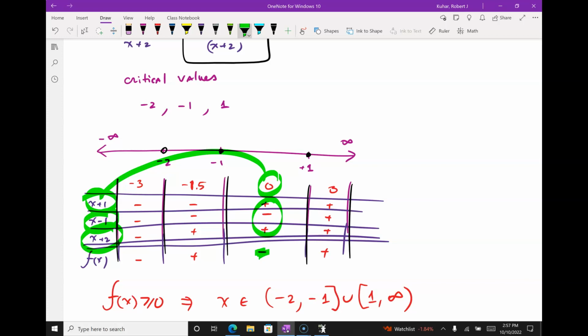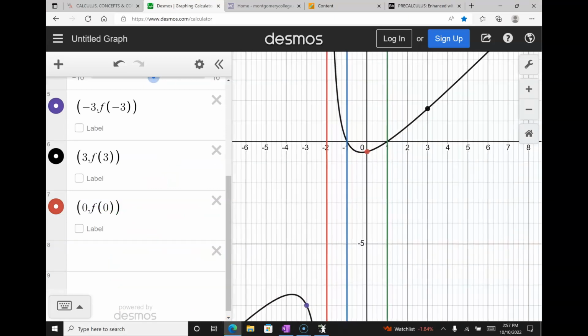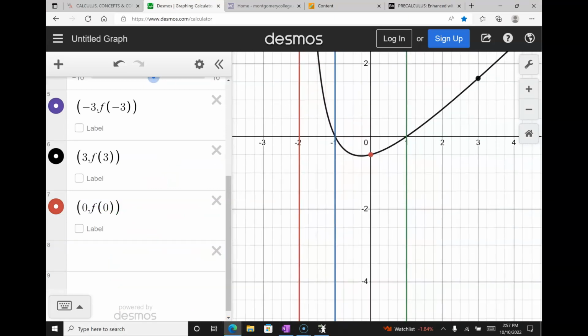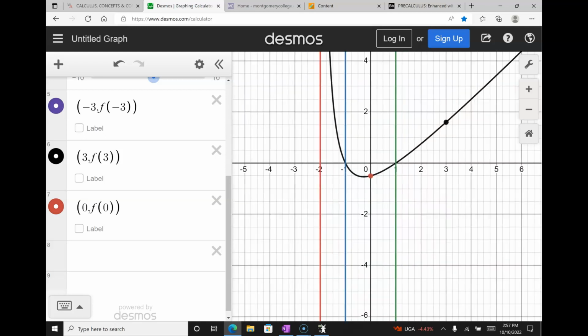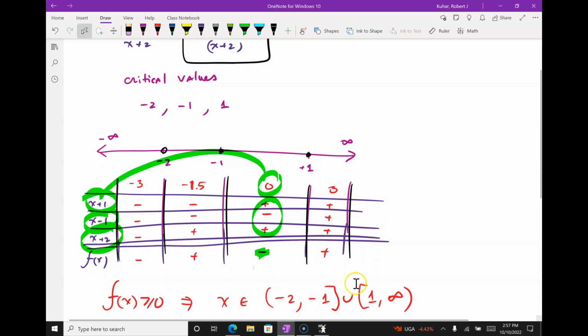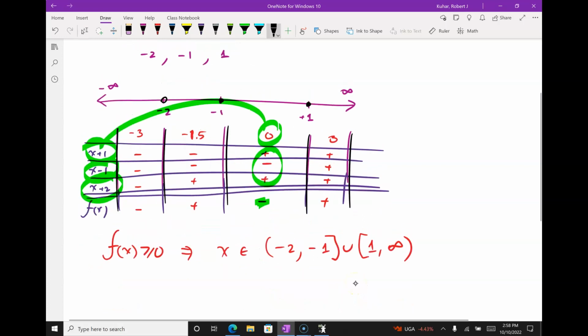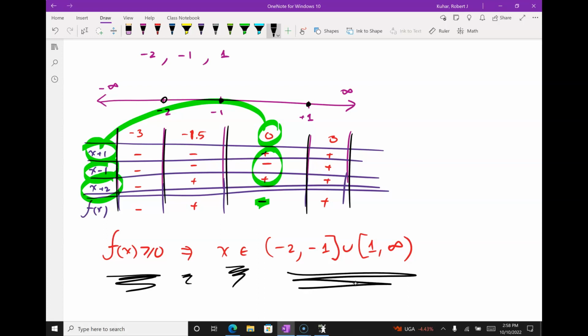So between -1 and 1, look at my Desmos chart. Between -1 and 1, between the blue line and the green line, do you see the function is underneath the x-axis? That means it's negative. To the right of 1, it's above the x-axis, right? So what am I saying? F of x is greater than or equal to 0 implies that x belongs to this interval. Those are the x's that work. That's what I'm saying there.